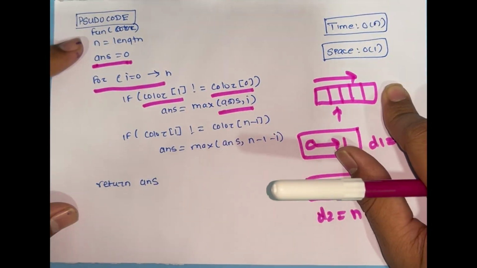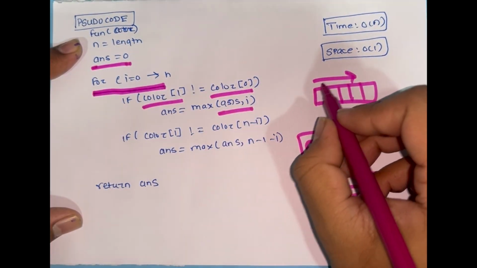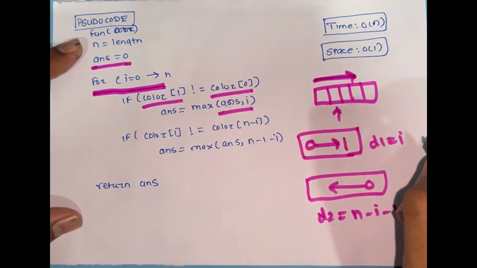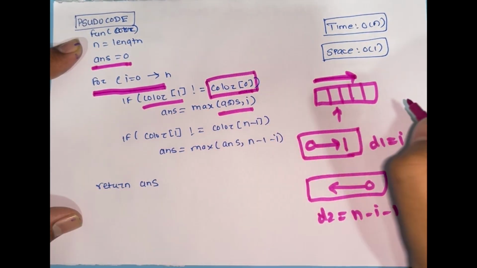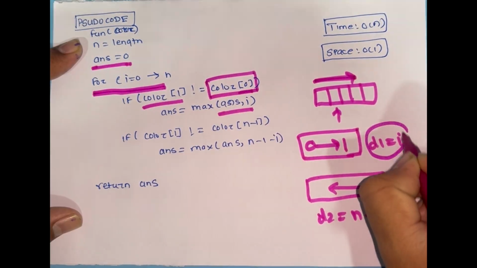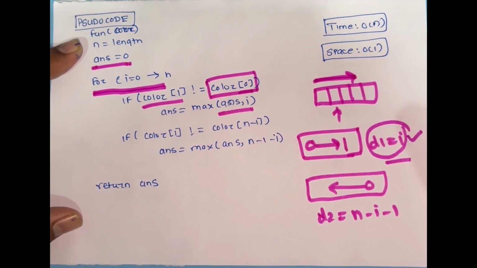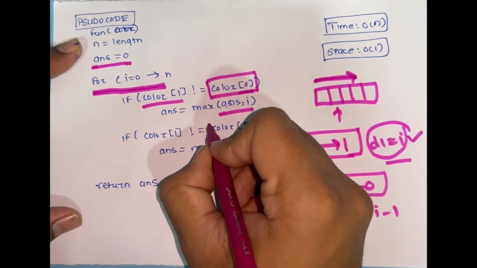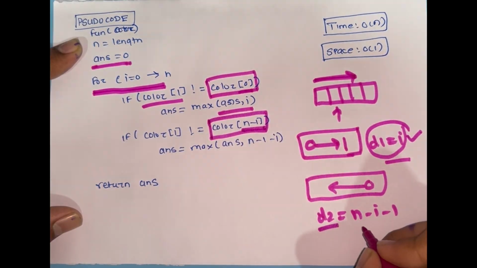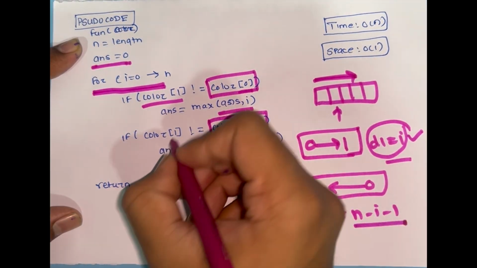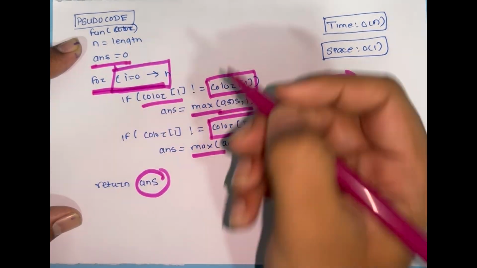Okay, so let's go through the pseudocode. What we are doing is iterating the array in the forward direction, and for any index we are checking if the current element is not the 0th element, then we can make a decision for d1. So d1 can be calculated as the distance from the 0th index to the current index, which will be i only. And if the current element is not at index n minus 1 also, we can calculate the distance d2, which will be n minus i minus 1. So we are storing the max of both.